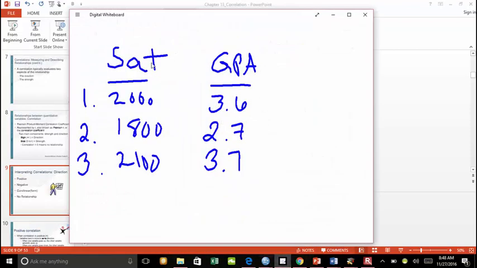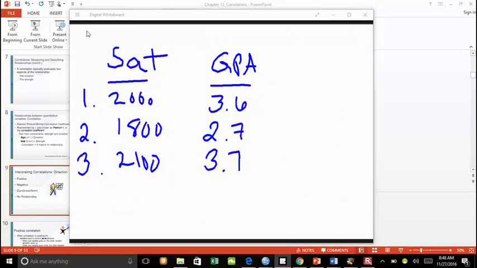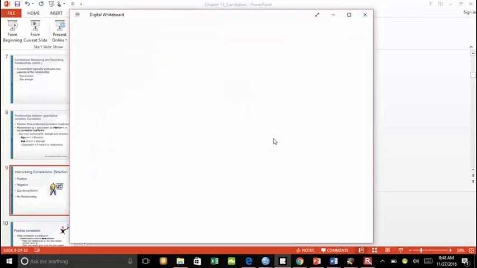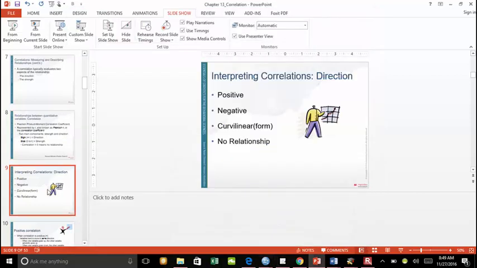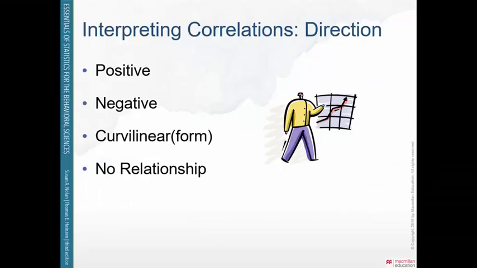When we compute a correlation, we're going to end up with something like r equals positive 0.32, or r equals negative 0.67. You're going to end up with something like this. When we're looking at the direction of the relationship, the only thing you're looking at is the sign. You're ignoring the number, and all you're looking at is the sign. Is the number you compute positive for your correlation, or is the number that you compute negative? And that actually tells us a lot about the direction of the relationship.